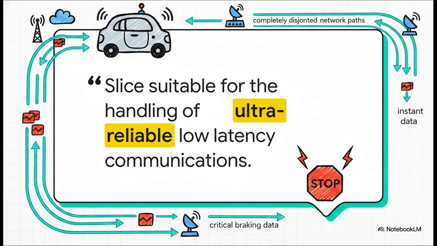Sounds simple enough, right? But the engineering behind that sentence is mind-bending. To guarantee this literal life-or-death reliability, the 5G standards actually allow a device to set up 2 redundant data sessions over completely disjointed network paths.